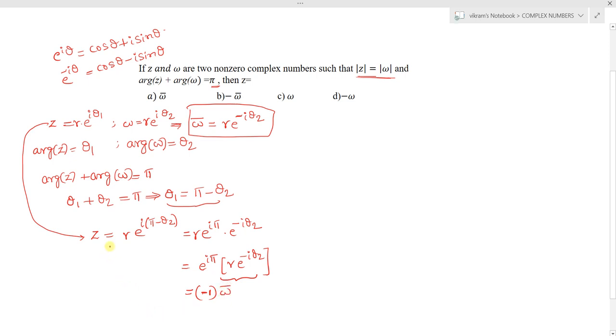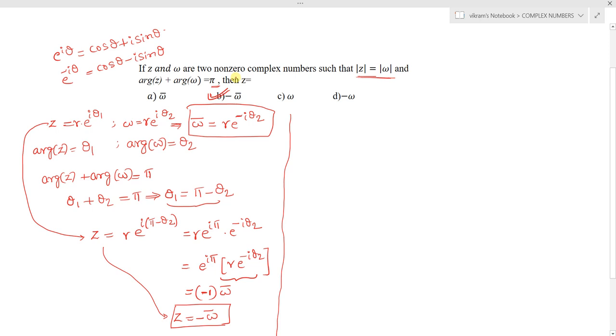So finally we can write z equals minus w conjugate. This is one way to solve the given question. So z is equal to minus w conjugate, which means option B is correct.